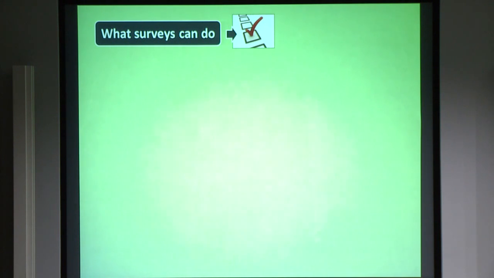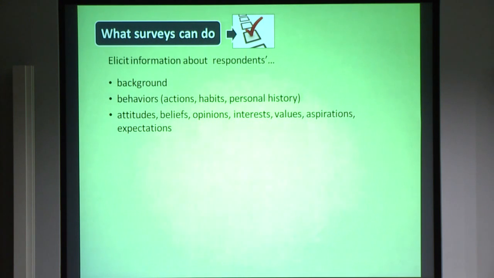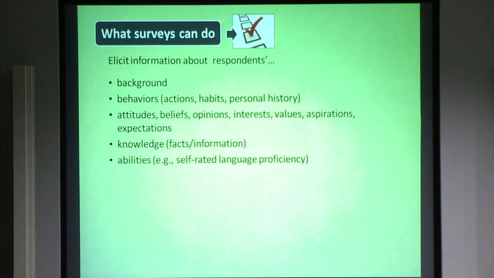All right. A few other things to keep in mind if it seems like a survey is the right choice, right? So what surveys typically get at the following things. Respondent background, reported behaviors, actions, habits, personal history, attitudes, beliefs, opinions, interests, values, aspirations, expectations, knowledge, facts and information, abilities. A useful one, perhaps, for you is self-rated language proficiency. To what degree are you able to X? Very well, not at all. Fill it out. Priorities, identifications of problems, identifications of solutions.